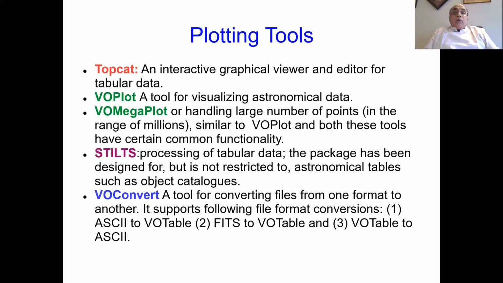VO Megaplot, for handling large numbers of points in the range of millions, similar to the Voplot, and both these tools have some common functionalities. STILTS, processing of tabular data, the package has been designed for, but it's not restricted only to astronomical tables such as object tables. VOConvert, a tool for converting files from one format to another. It supports the following file format conversions: ASCII to VO tables, FITS to VO tables, and VO tables to ASCII.